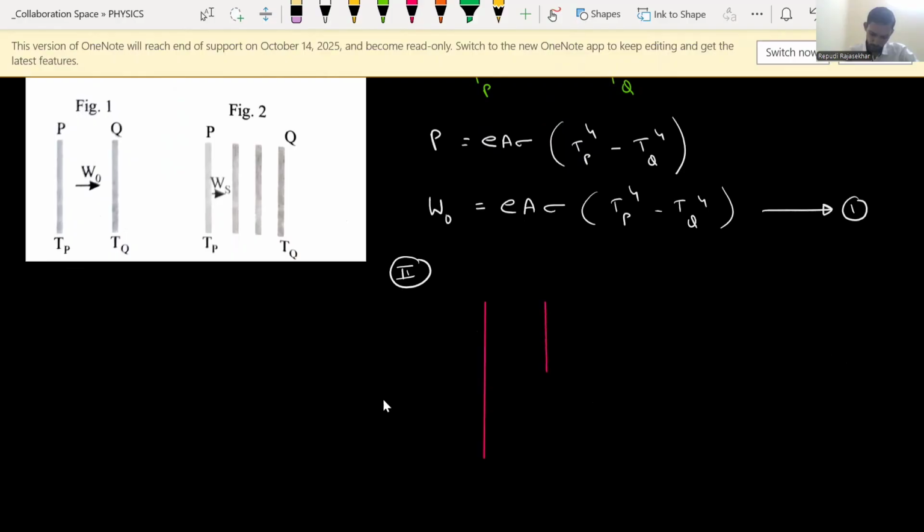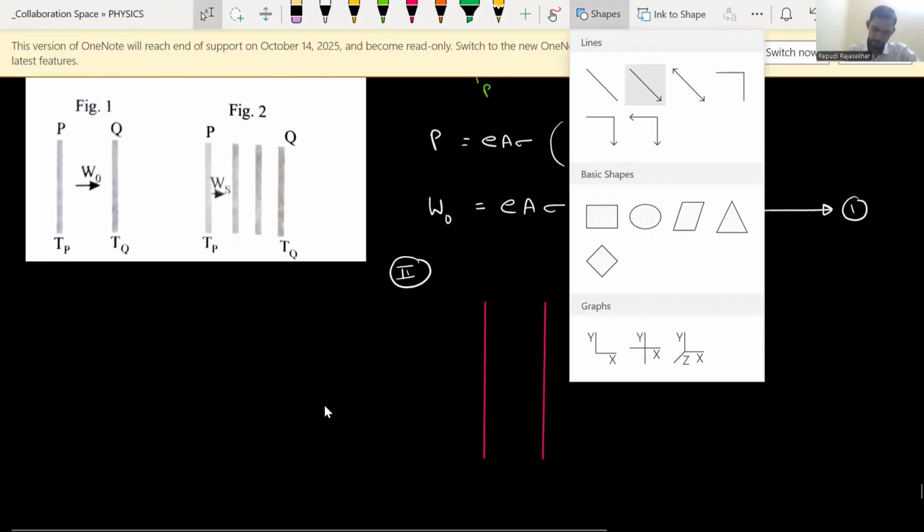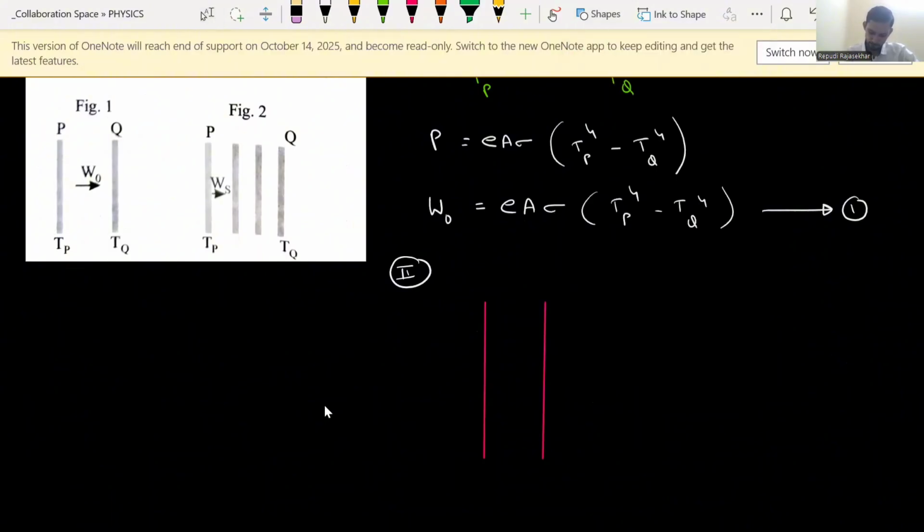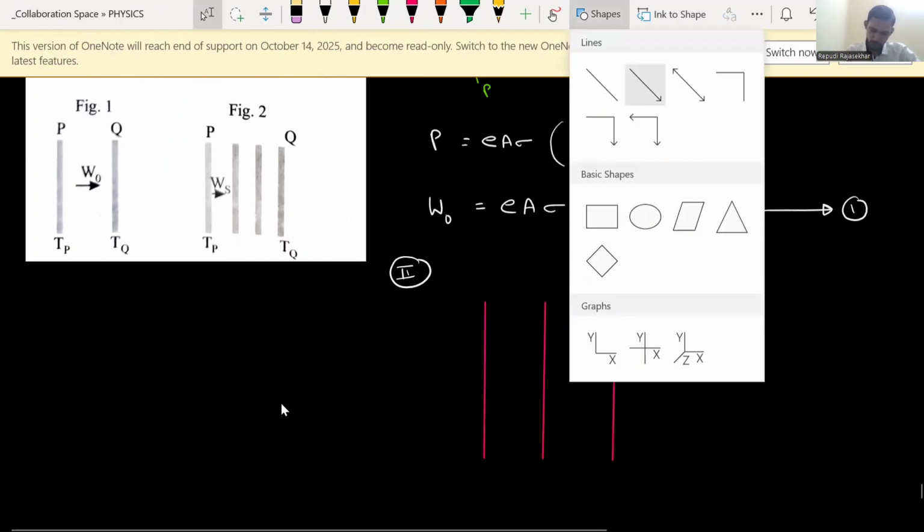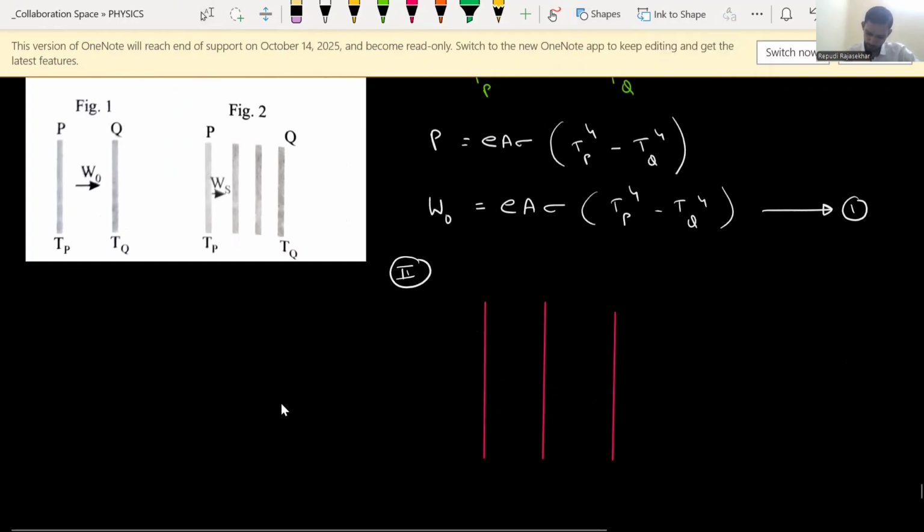One, two, three, and then the last one is 4. Okay, all four are identical. So let us take it as P, and P and Q are the same.